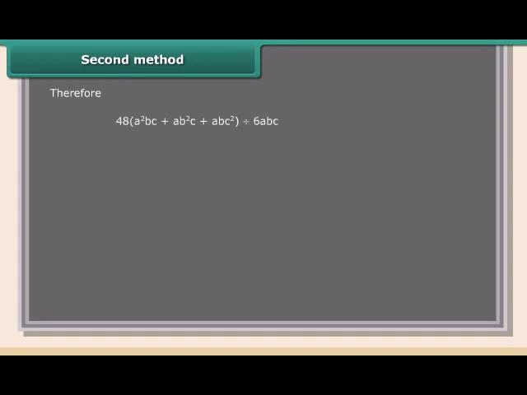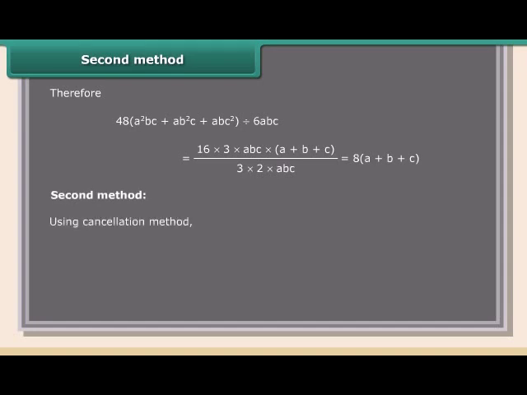Therefore, 48 into a square bc plus ab square c plus abc square divided by 6abc is equal to 16 into 3 into abc into a plus b plus c upon 3 into 2 into abc is equal to 8 into a plus b plus c. Second method, using cancellation method.